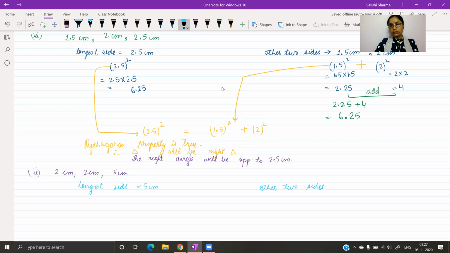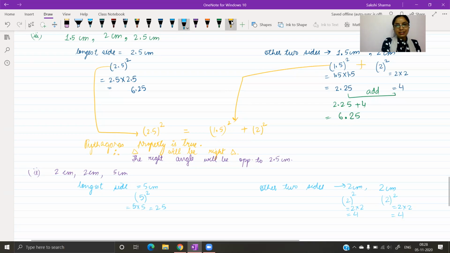Find their squares. So we have 5 square, then you have 2 square, and then you have 2 square. This will be 5 multiplied by 5, 25. Over here you have 2 into 2, which is 4. This is also 2 into 2, it is 4. And now add the values on the right side.